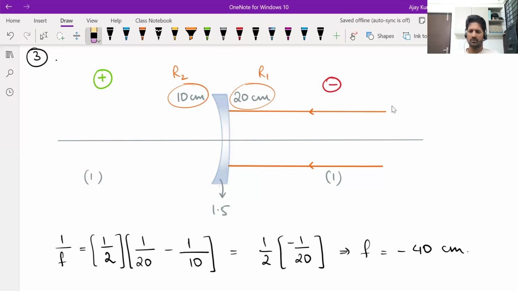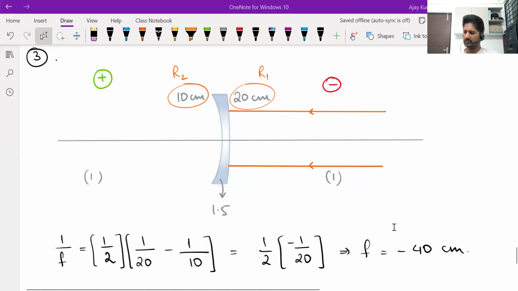Shashank, what about you? Any doubt? No, sir. Okay. Pradyun? Fine, fine.